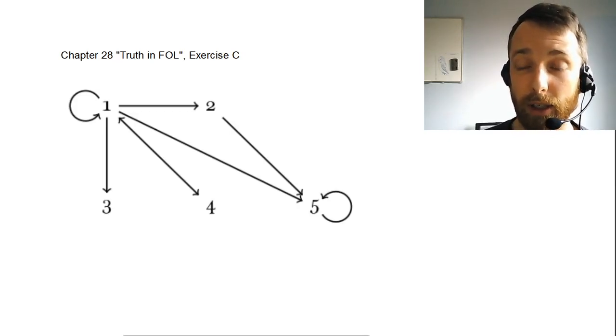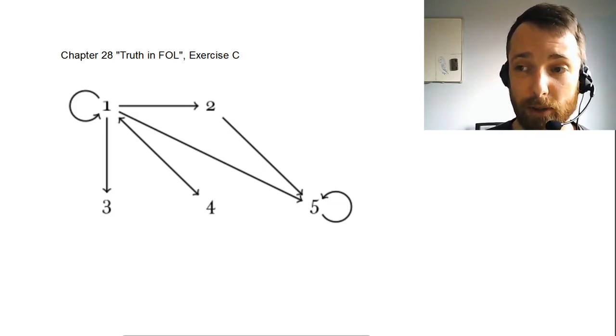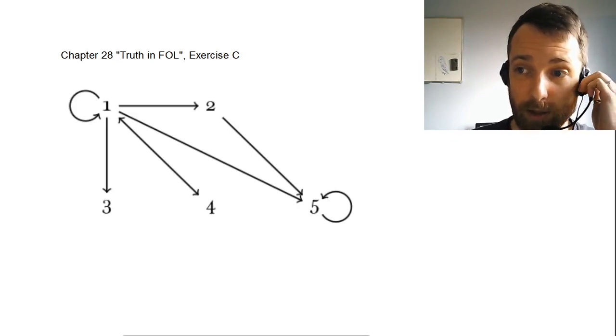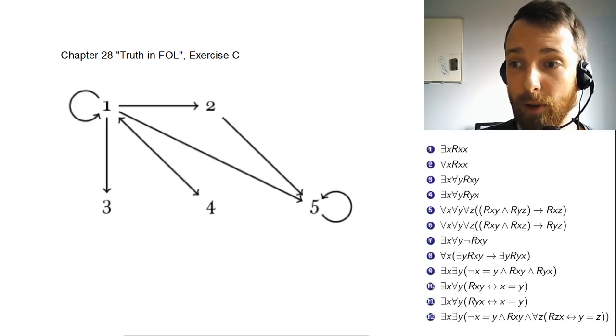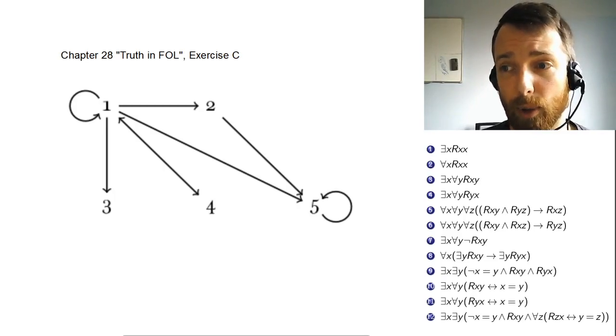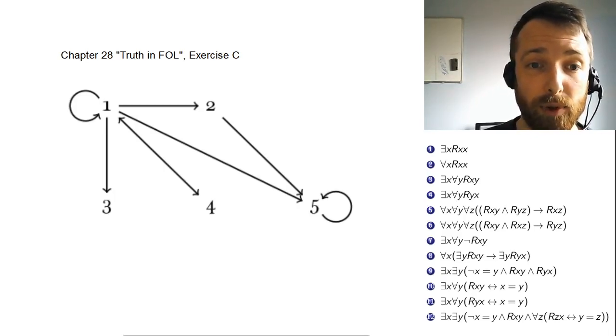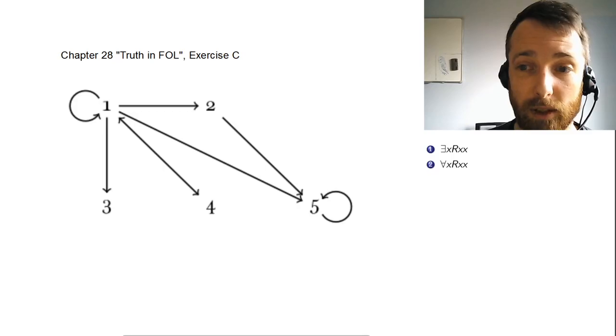The exercise we're working on here is exercise C from chapter 28, Truth in FOL, from your textbook. The way that question is structured, it says, here's an interpretation given by means of a diagram. And then it gives you a list of 12 sentences in FOL. And you're supposed to say, of each one, whether it's true or false in that interpretation. I'm going to walk you through most of these, not all of them. I want to leave some of them for you to work on by yourself. So we'll do the odd-numbered ones. Okay, let's start at the beginning.